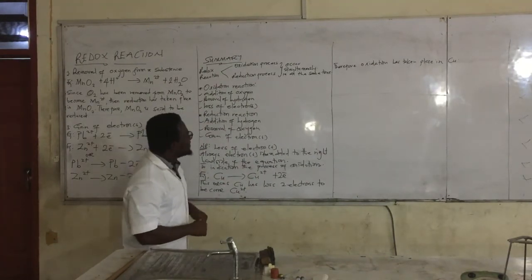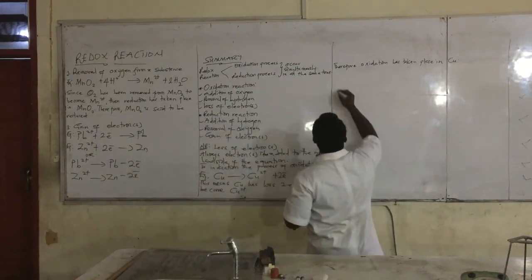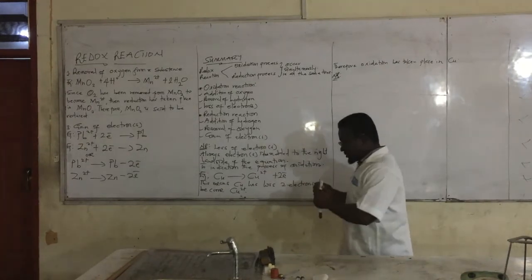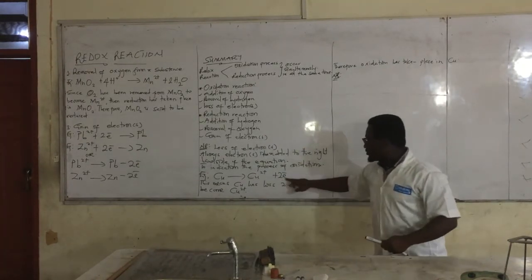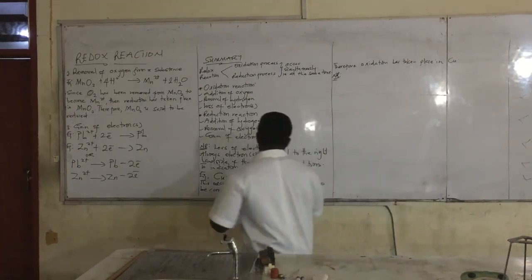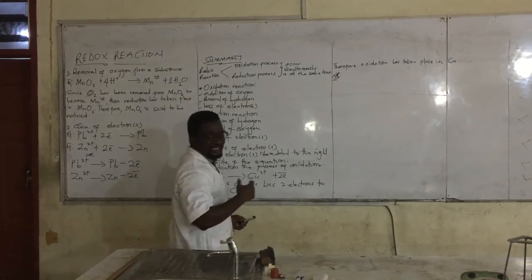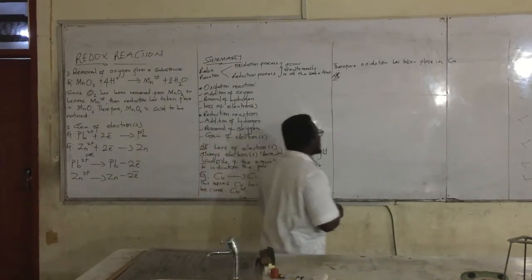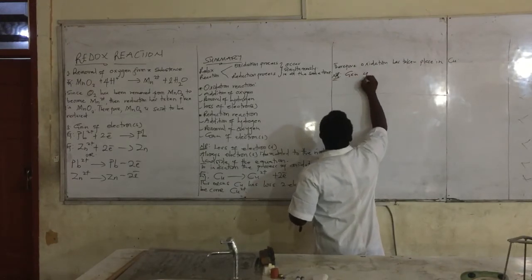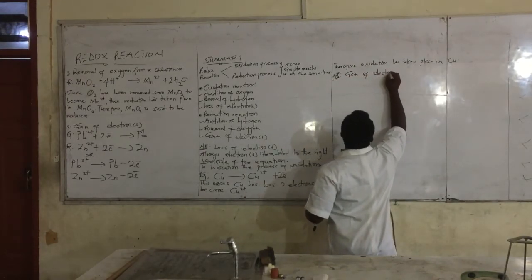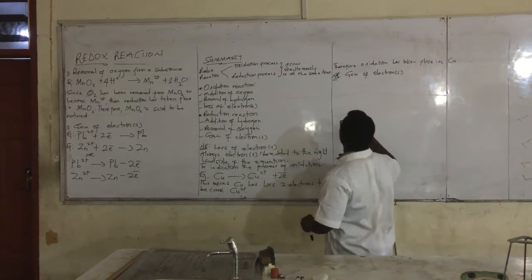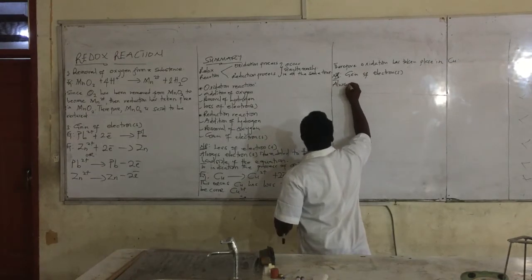Now let's also look at another note. You see that I added electron to the right hand side of the equation. This is the right hand side of the equation. And I added electron to the right hand side of the equation, indicating that copper lost 2 electrons. Now let's also look at this gain. Gain of electron or electrons. Always.